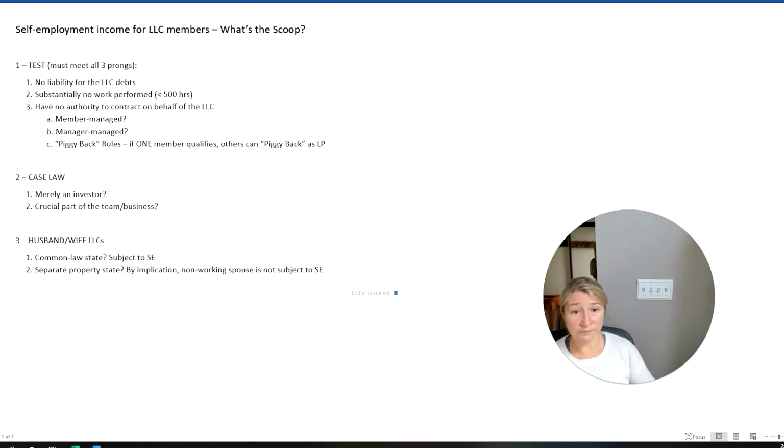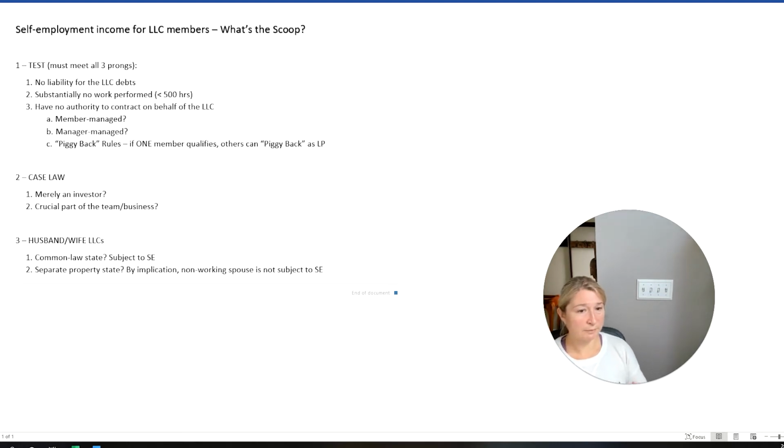And this is you cannot commit LLCs to contracts. Well, what does that mean? Here's the thing. LLCs come in two varieties. They could be member managed or manager managed. A member managed LLC is one where every member of the LLC has the ability to commit the LLC to contracts. You can sign on the LLC's behalf. You're a full-fledged owner of this company. And as such, that will disqualify you from being a limited partner under this test.